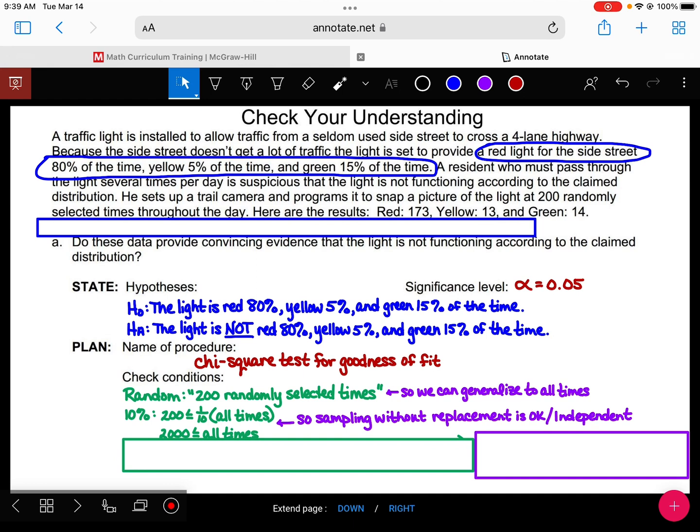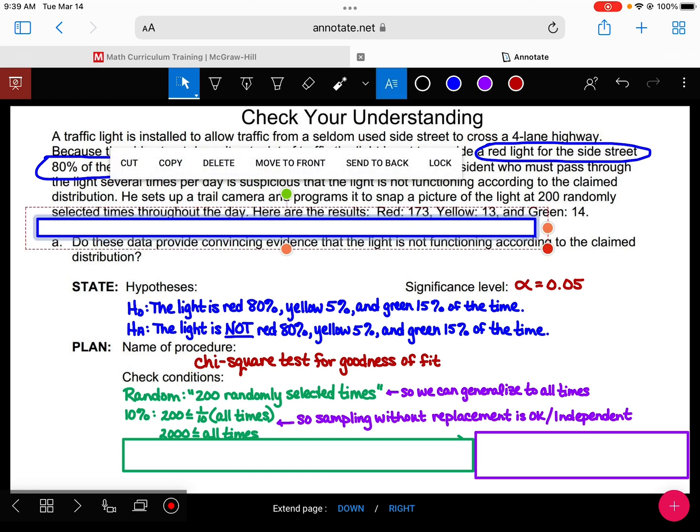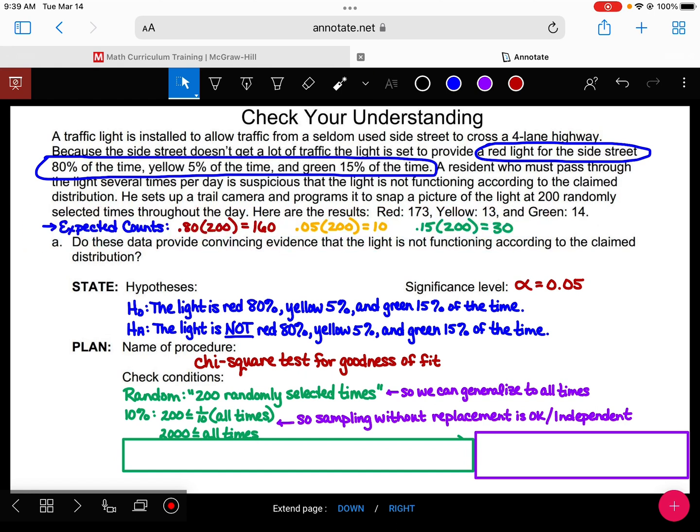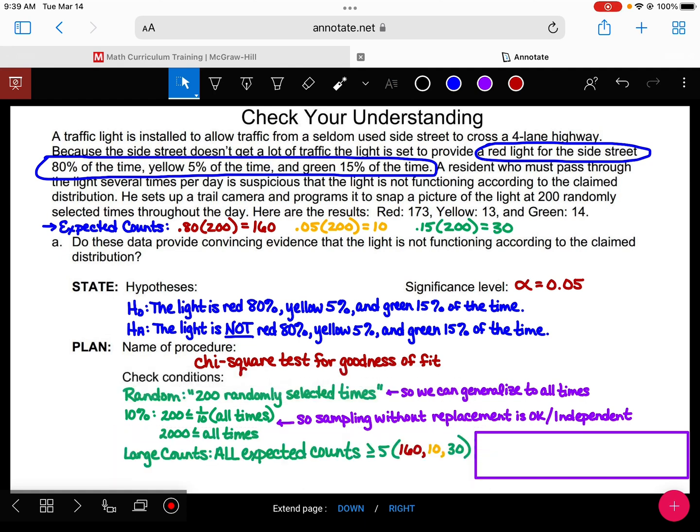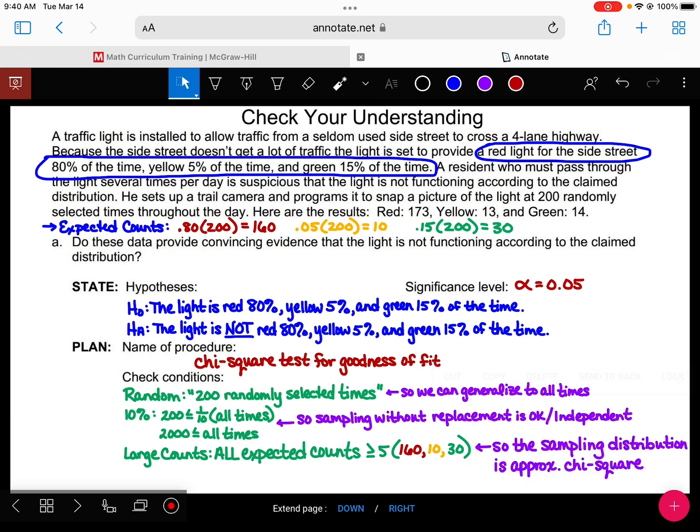Do we meet the large counts condition? Yes. I calculated the expected counts, 80% times 200. We would expect 160 red. We would expect at least 10 yellow. We would expect 30 green. So all my expected counts were greater than 5. I went ahead and wrote them all out. You could just say smallest is yellow, 10, greater than 5. All of my counts are greater than 5. And why do we care about that one again? Yes, approximately chi-square.